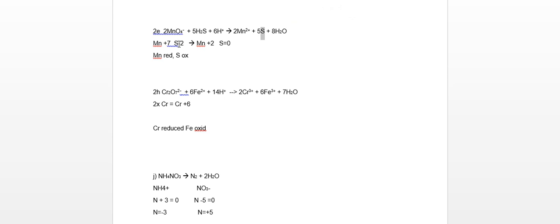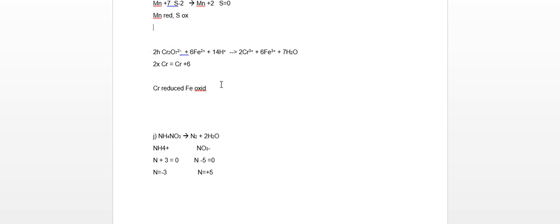When you go from -2 to 0, what happens is that you lose your electrons. Oxidation is loss. So the sulfur is oxidized in this form. Manganese, on the other hand, becomes more negative. +2 is more negative than +7. You've added 5 electrons to it. So manganese is reduced and sulfur is oxidized. That's all that there is to it.